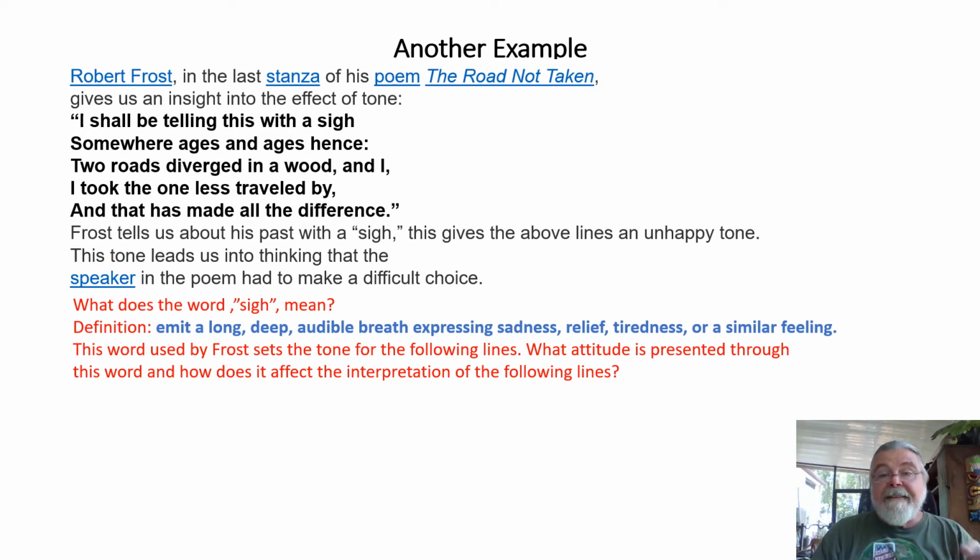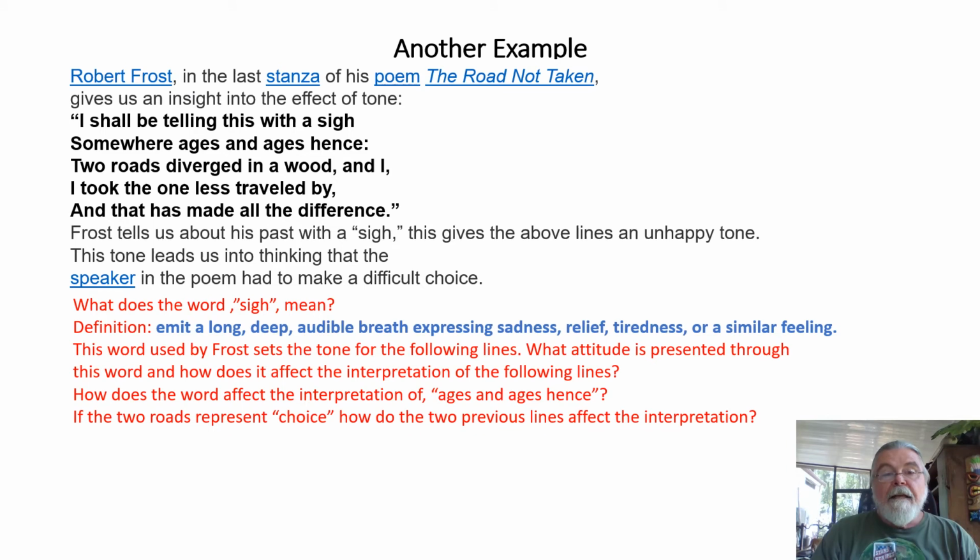This is that part where we think. What is the author doing with this word? Why is it there? It's not by accident. How does the word affect the interpretation of ages and ages hence? If the two roads represent a choice, how do the two previous lines affect the interpretation? What inference can be made about the last line, has made all the difference? Thinking, asking questions, who, what, where, when, why, and how.